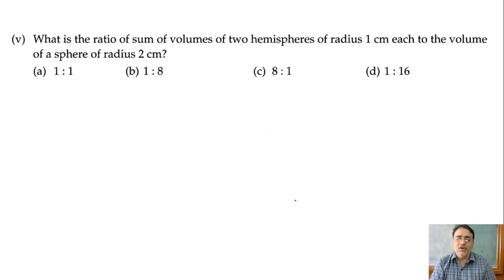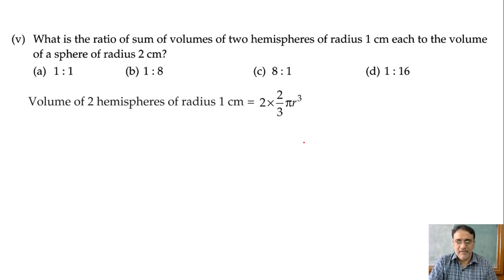So now last question. What is the ratio of the sum of volumes of two hemispheres of radius 1 centimeter each to the volume of a sphere of radius 2 centimeter? So what is the volume of hemisphere? 2 by 3 pi r cube. Right. And we have two hemispheres, so we have to multiply with 2, and the value of r is 1, so we'll substitute 1 here. So we are getting 4 upon 3 pi centimeter cube. Now what is the formula of volume of sphere? 4 by 3 pi r cube.